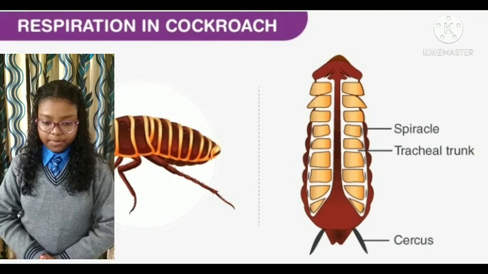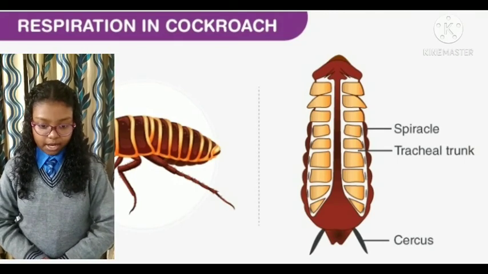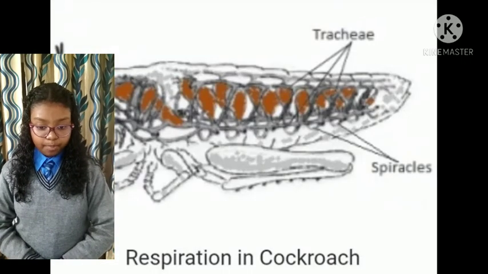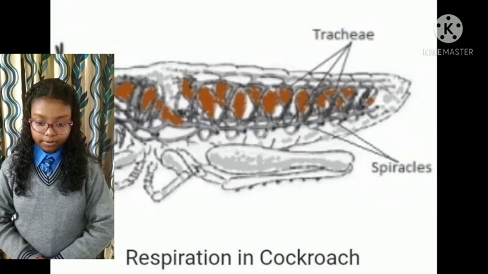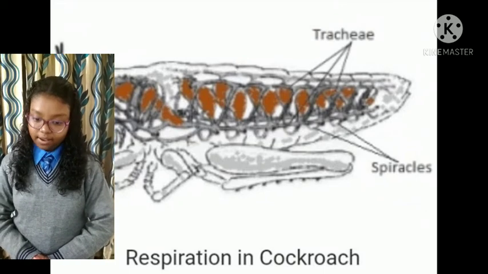Now you will be wondering about respiration in other organisms. What about respiration in the cockroach? The respiratory system of a cockroach is a network of tracheae known as the tracheal system. They respire through small openings called spiracles. They breathe in oxygen-rich air through the spiracles, which open into the tracheal tubes.